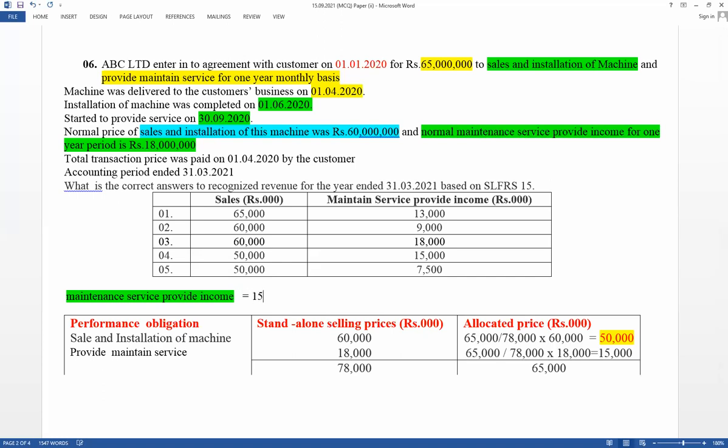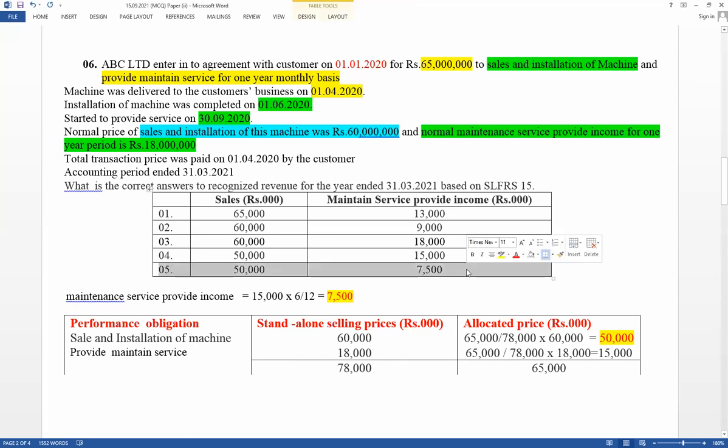Reason: maintenance service was provided during the current period for only a 6 month period. Agreed to provide for 1 year, therefore for the 6 month period, as income you have to consider only 7,500. This is the value that should be considered as maintenance service income. Agreed to provide for 1 year, but the performance obligation is satisfied for only 6 months, on a monthly basis. Therefore, sales and installation is 50,000 and maintenance service income equals 7,500.